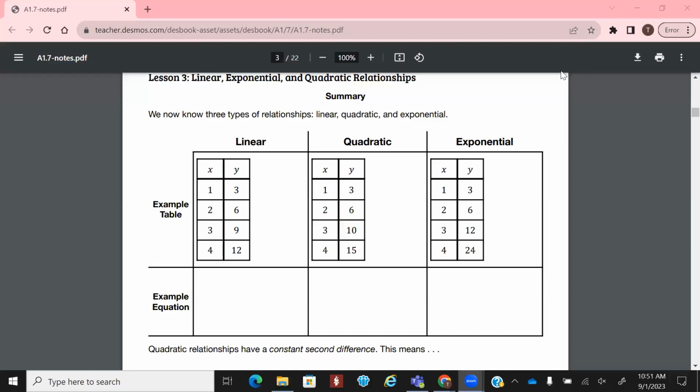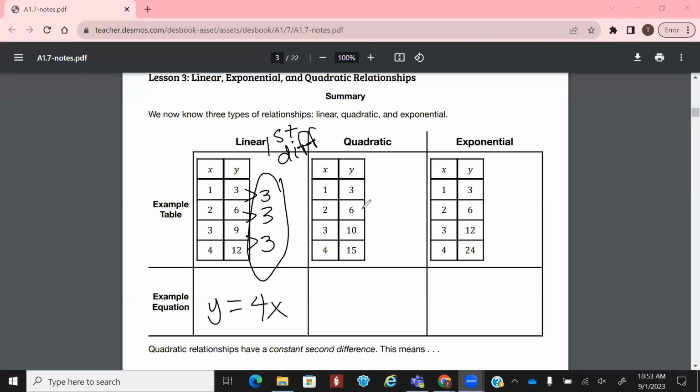We have talked about linear, quadratic, and exponential. Okay, so with linear, we're going to find our first difference. So what's 6 minus 3? 3. What's 9 minus 6? And 12 minus 9. So notice how all of these are the same. So that means that our first difference is the same. That makes it linear. An example of this is going to be y equals 4x.